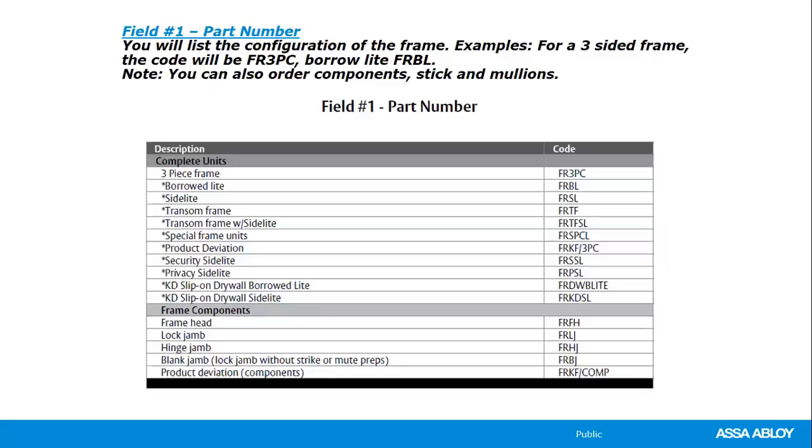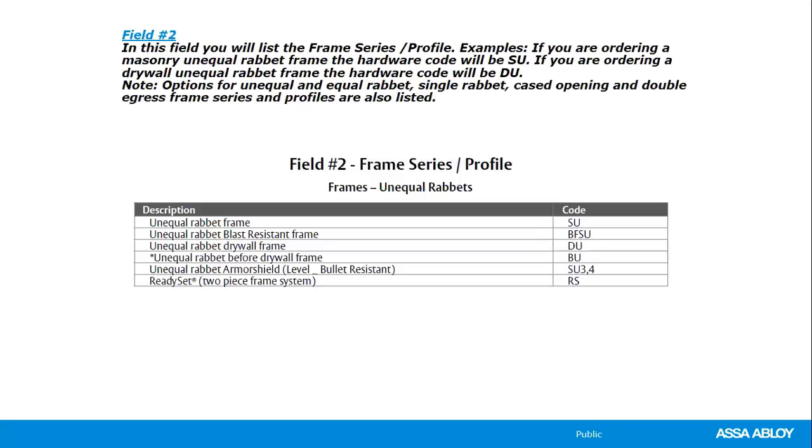So in field 1, this is where we were listing that FR3 PC. That just tells us you're going to be ordering a 3-piece frame. You'll notice the other various types of frames that are listed there and the asterisks. Field number 2 is where you're going to fill in your series, whether it's going to be unequal rabbeted frame, equal rabbeted frame, different types of communicating frames, things like that. And you'll see the codes that are listed to the right there. That's what's going to show up if you were ordering an unequal rabbeted frame, the SU, the masonry frame, that's what's going to show up on your acknowledgement.